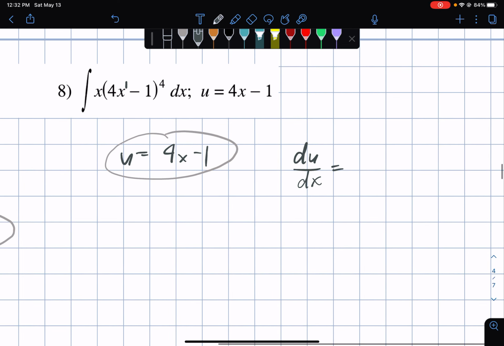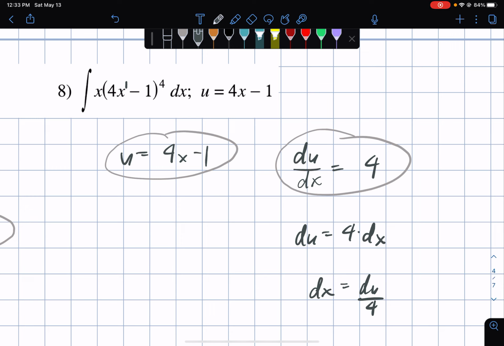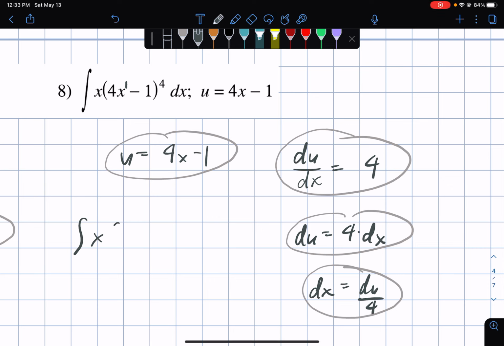So du over dx, we have 4. For 4x, any expression with an x raised to just an exponent of 1, the answer will be just the constant itself. So that's the rule in derivatives. We have du is equal to 4 times dx. Dx is equal to du over 4. We have x times u raised to 4 times dx. Dx is du over 4.